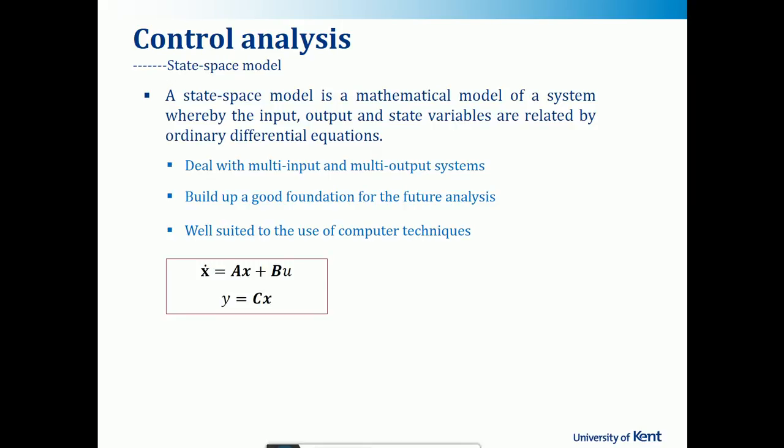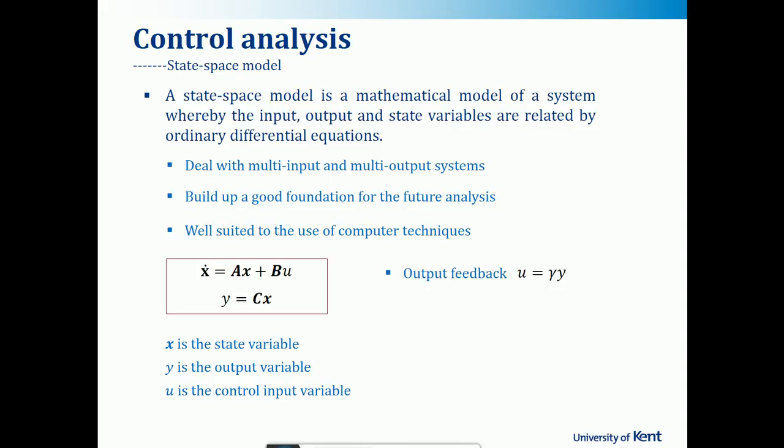A general state space model is shown like this, where x is a column vector that represents the state variables. It contains n elements for an nth-order system. X dot represents the time derivative of each state variable, which is also a column vector that has the same size as x. U represents the control input variable. Since the output feedback is used, the control input variable U is a function of the output Y. Here gamma is the feedback gain.